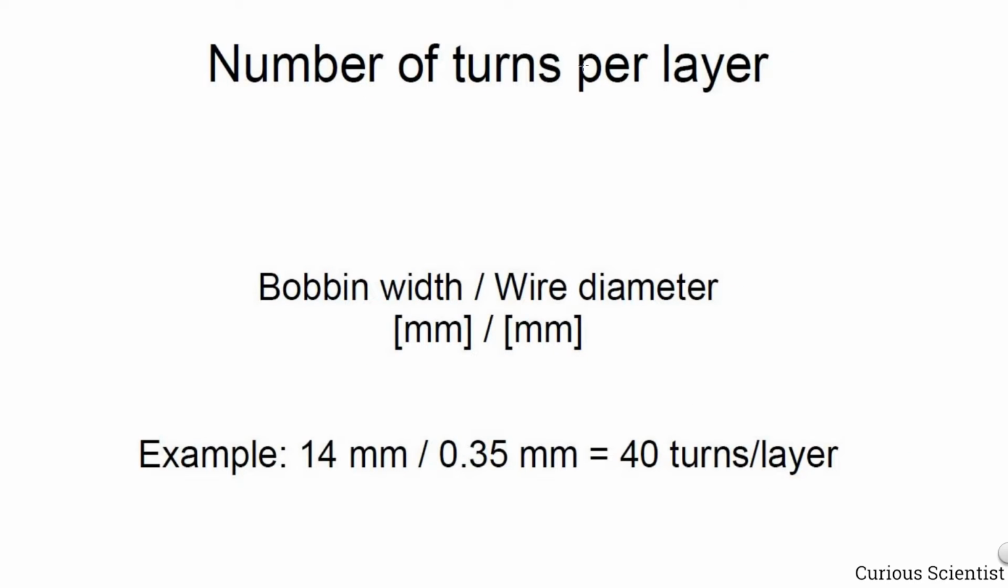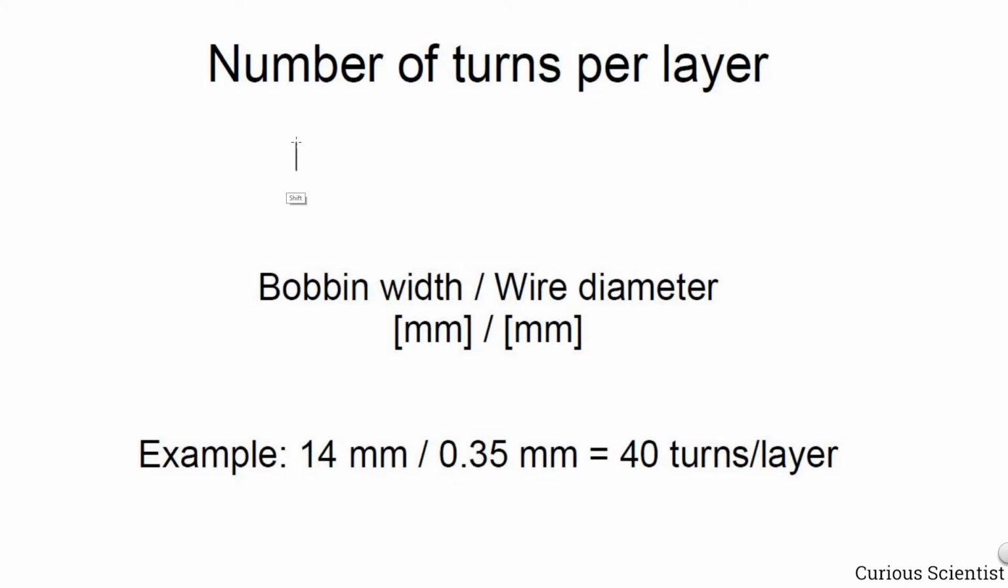Then we have the number of turns per layer, and that is the bobbin width in millimeters divided by the wire diameter in millimeters. So in my example, this was 14 millimeters and the wire was 0.35 millimeters. So if you divide 14 by 0.35, you get 40. So in one layer, you will get 40 turns.